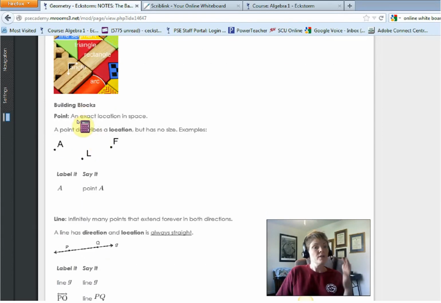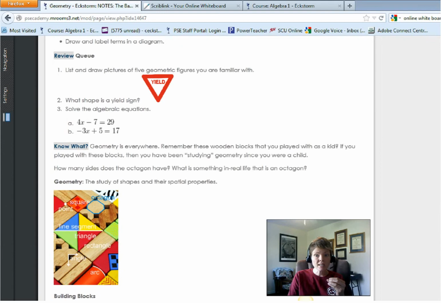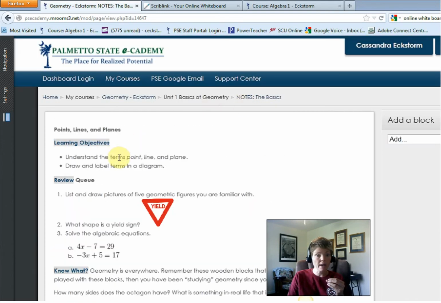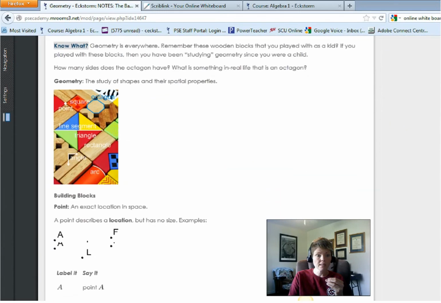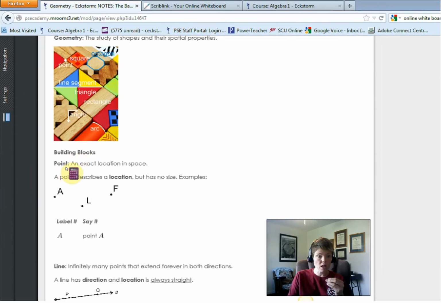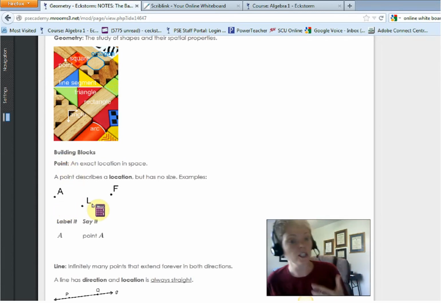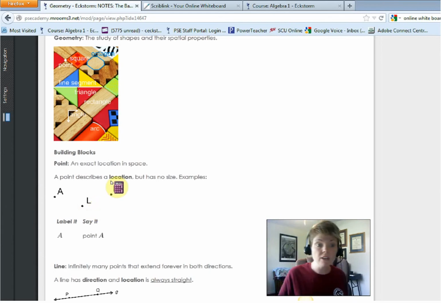Okay, so now this is what you need to write down, because this is one of those words that back up in the objectives it said you needed to know about. Understand points, lines, and planes. That's what's important in this reading. So here are the building blocks. A point. You need to write this part down: an exact location in space. If you need to pause my video, please do so. An exact location in space.